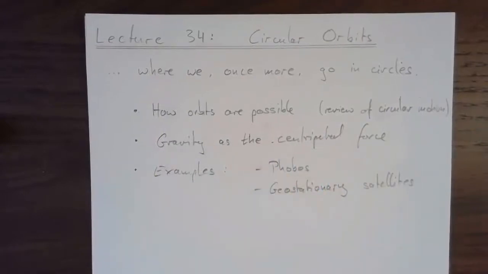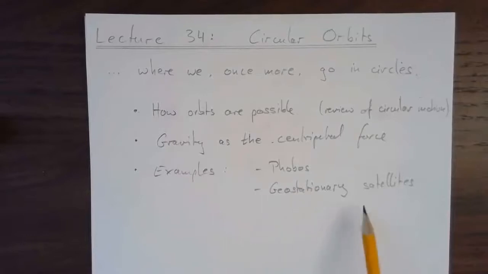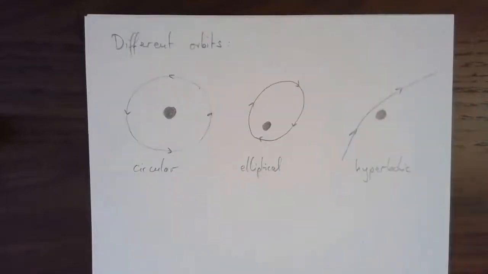We're going to look at two examples. Phobos, which is one of the moons of Mars, and then geostationary satellites around the Earth, and I'll explain what those are. Let's have a look then.